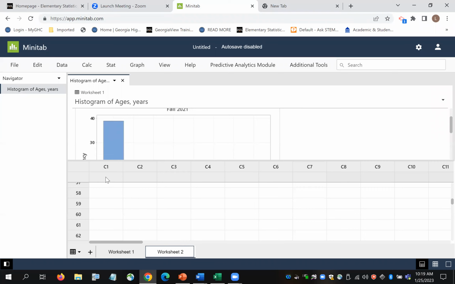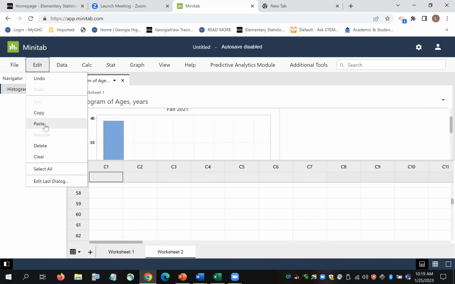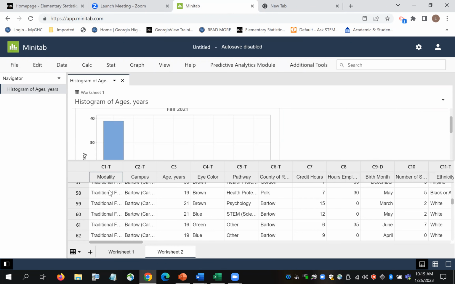I'm going to put the mouse in the header under C1, and then I'm going to paste. And all of the spreadsheet has been copied. Again, for Alexis, she's going to be doing hours employed. So she's going to focus her attention on column 8.